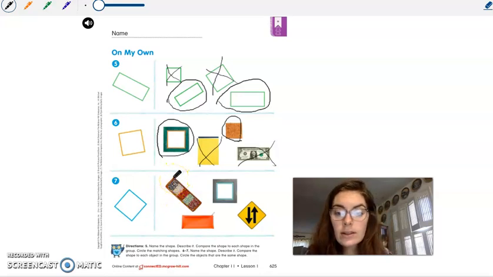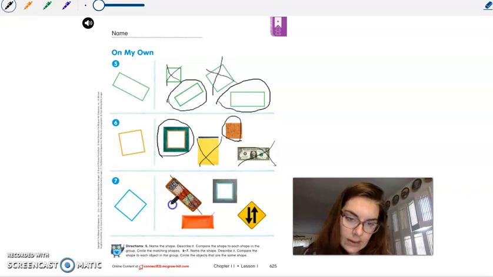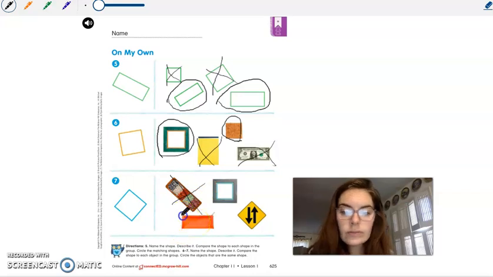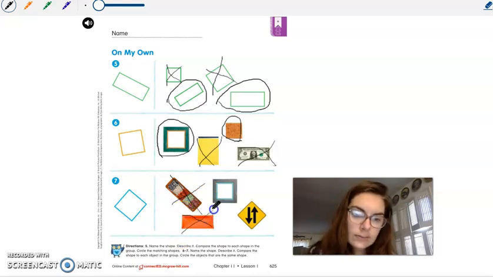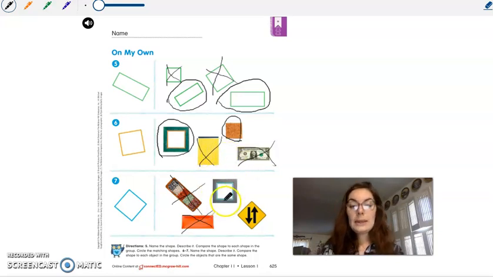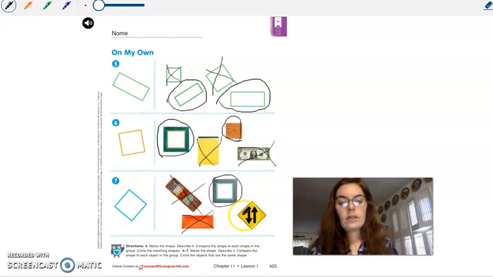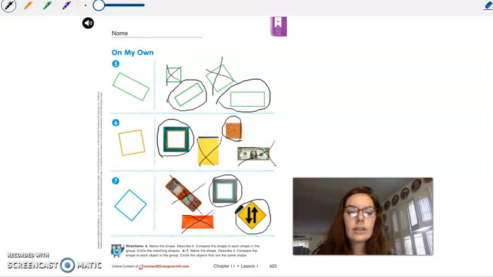Let's look. Is this a square? No, that's a rectangle. Cross it out. Is this one a square? Cross it out. What about this one? Yeah, good job. Circle. What about this one? Yeah. Circle it. Good job. So there were 2 that were not, 2 that were rectangles, and 2 that were squares. Okay. Are you ready for the next page?